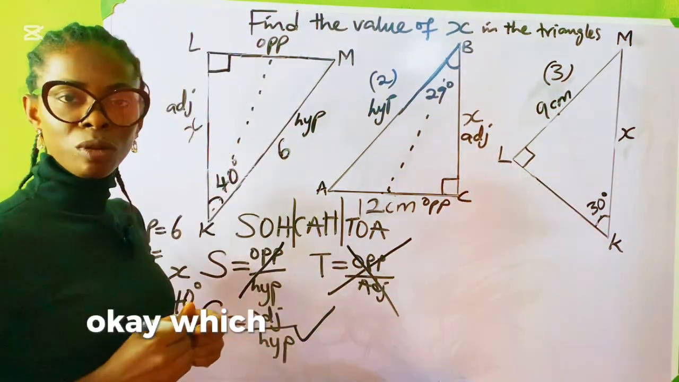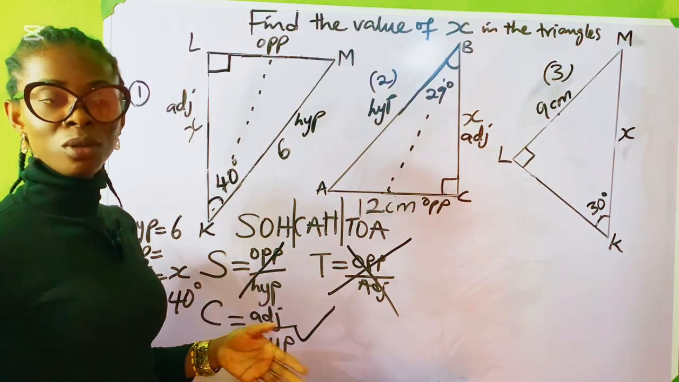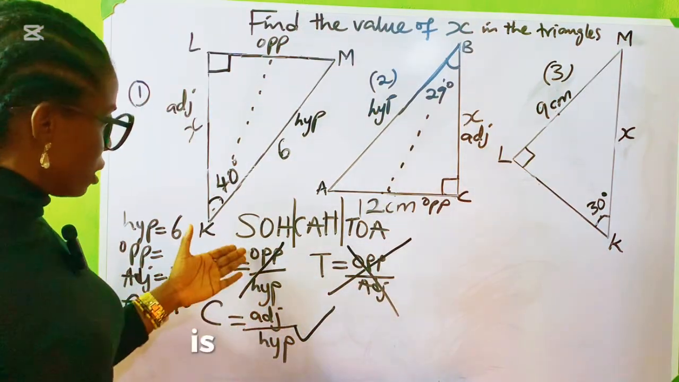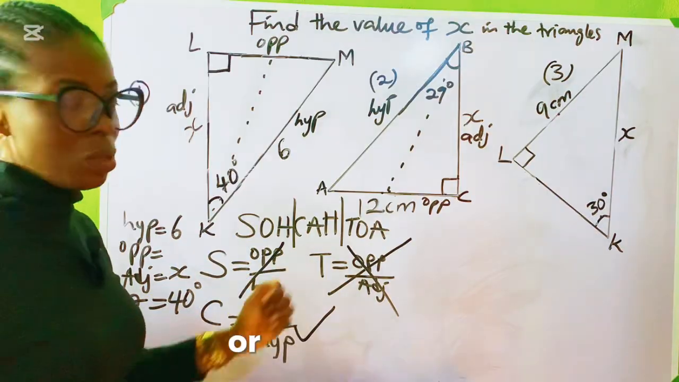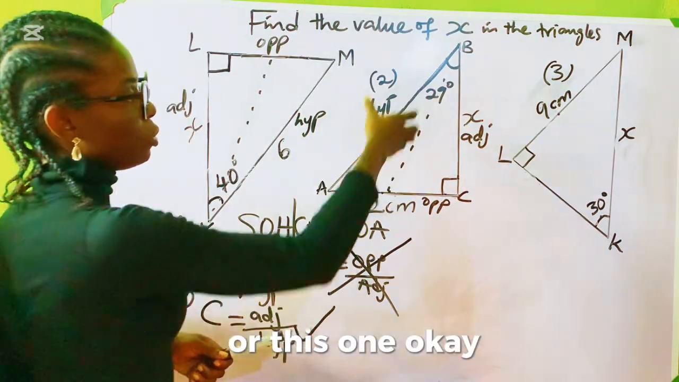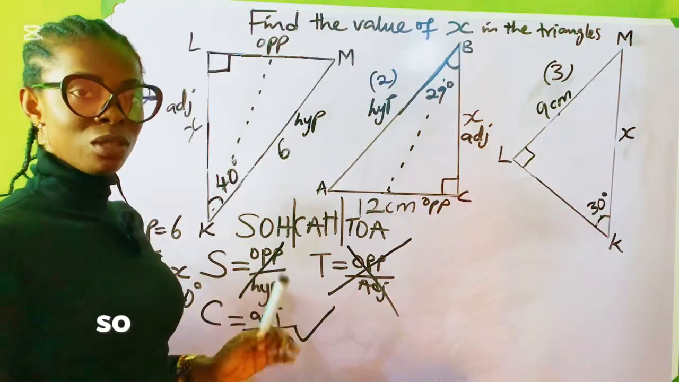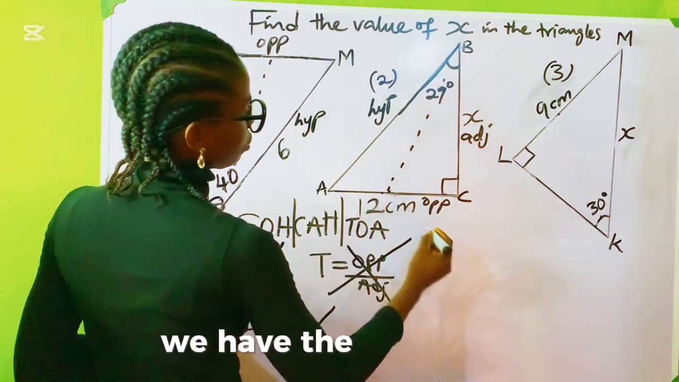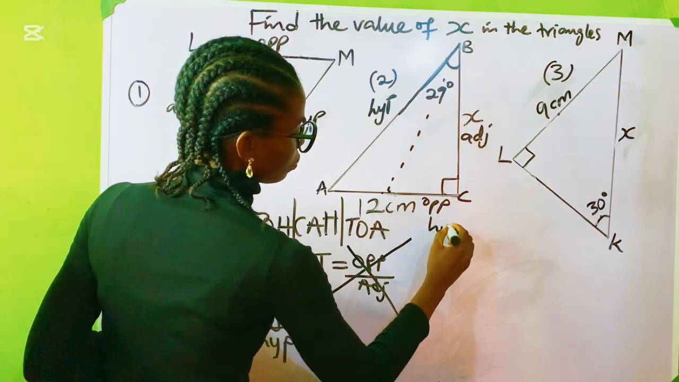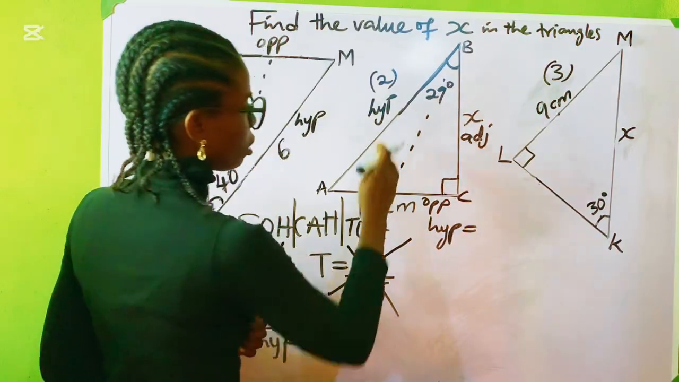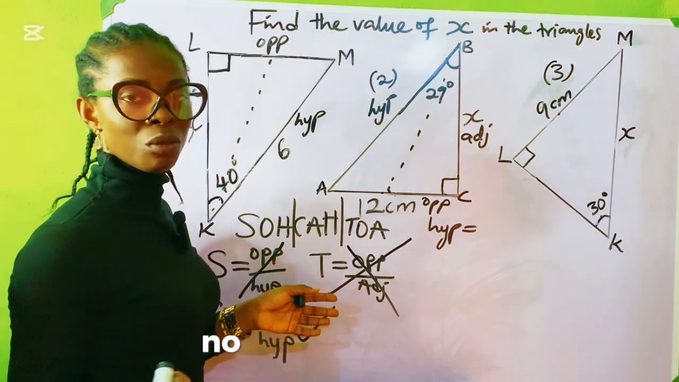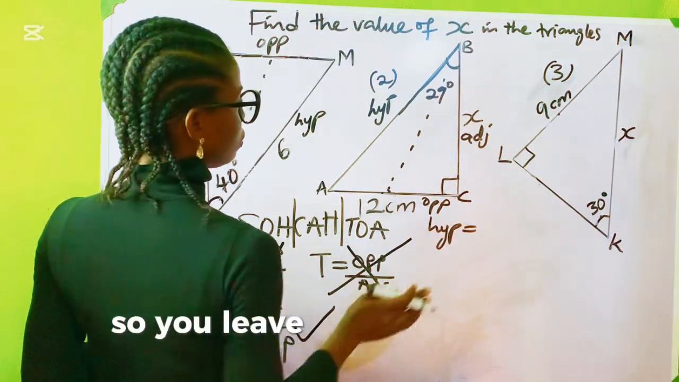Which of the formula are we going to use? Is it this one, or this one? We need to write out the values first so that it doesn't look confusing or scattered. We have the hypotenuse. Nothing was given for the hypotenuse. No value, no number, nothing. So you leave it empty.